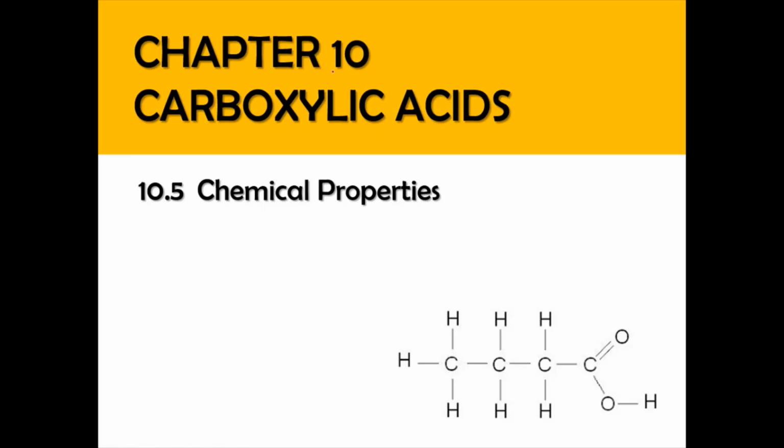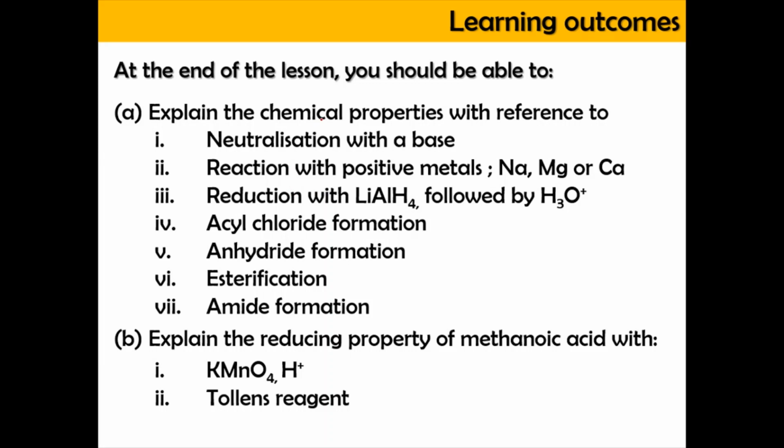So now we are in chapter 10, which is carboxylic acid, and we're going to focus on the subtopic of 10.5, which is the chemical properties. In this video, we're going to look into the chemical properties of carboxylic acid, and we're going to explain that with the reaction using the neutralization with the base, reaction with electropositive metal, for example, sodium, magnesium, or calcium, reduction with lithium aluminum hydride followed by hydrolysis, acyl chloride formation, anhydride formation, esterification, and amide formation. So there are going to be 7 reactions altogether.